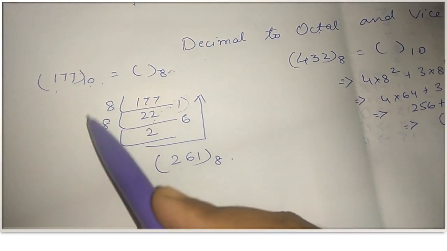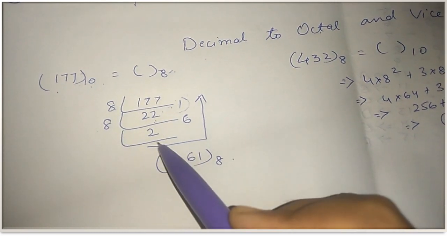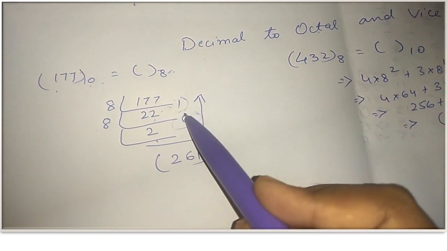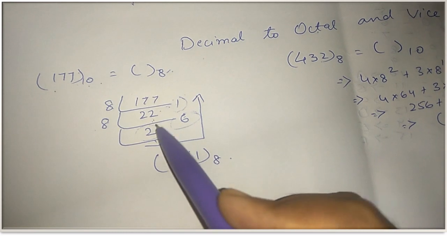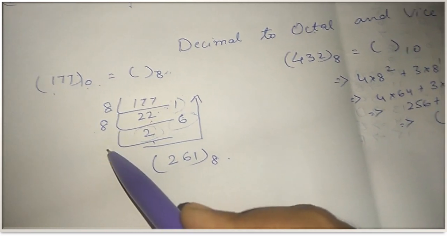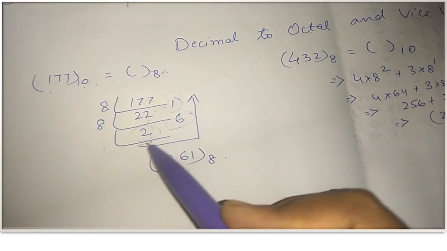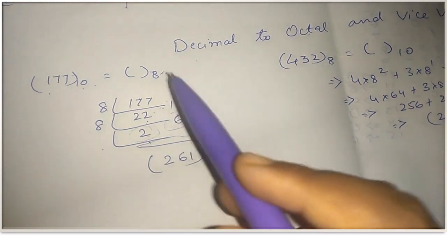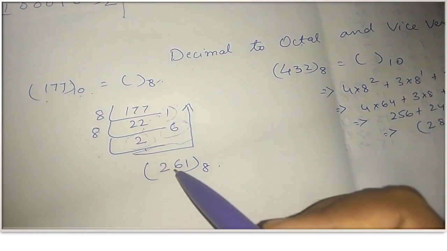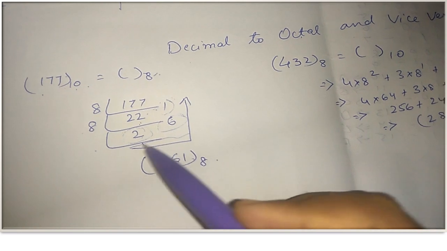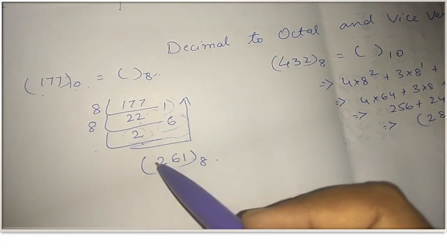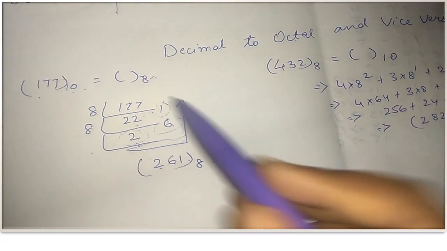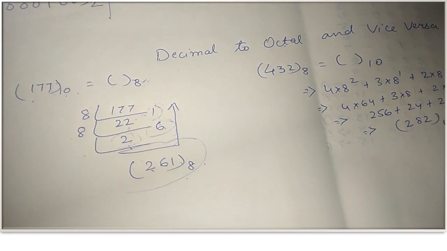Then 22 again divided by 8, we get the quotient as 2, but the remainder as what? 6. Then what is left? 2. So 2 cannot be divided by 8, so we write from the last to the first, as I was writing in your previous one. So what will be the answer? 2, 6, 1. From the last you have to write, not from the first. From the last you have to write 2, 6, 1. So this is the conversion to octal form.